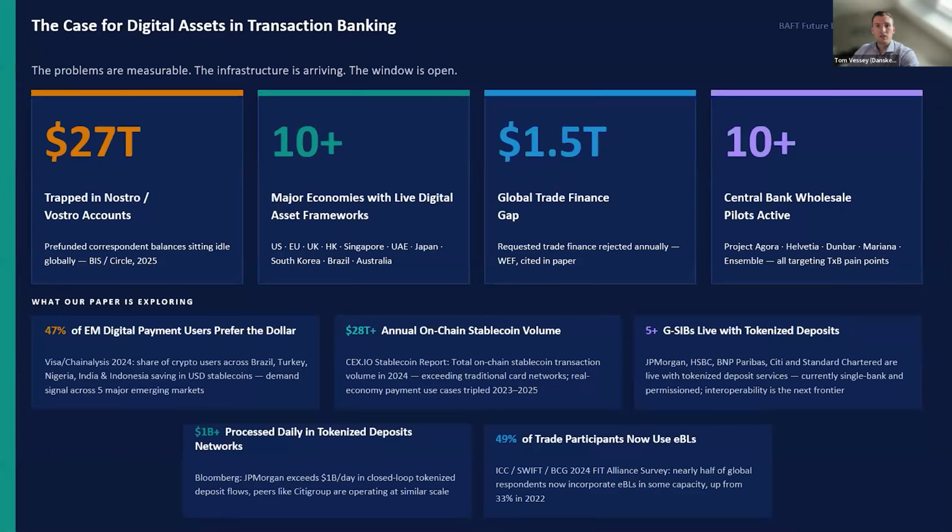The second one is in the green box that you can see, and this talks about regulation. Now, we have more than 10 major jurisdictions live with digital asset frameworks today. For example, MiCA, now fully operational in the EU. We have the Genius Act signed in the US, and we're seeing similar regimes pop up in other major jurisdictions like the UK, Singapore, Japan, for example.